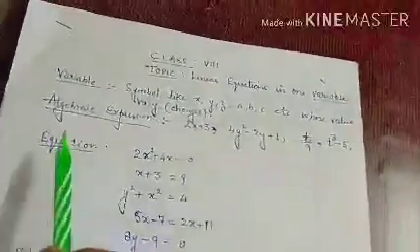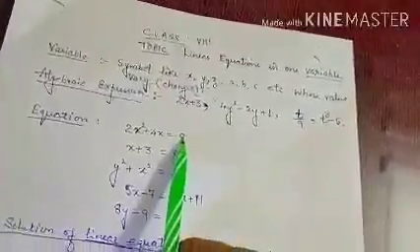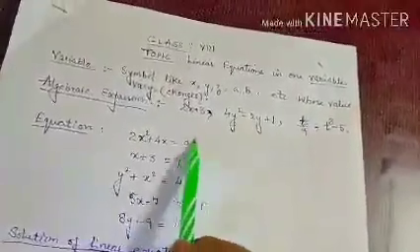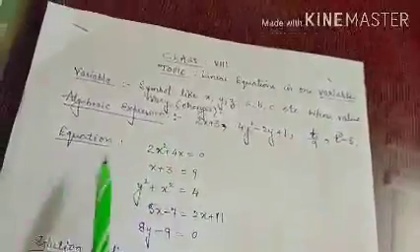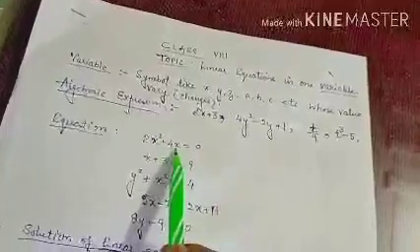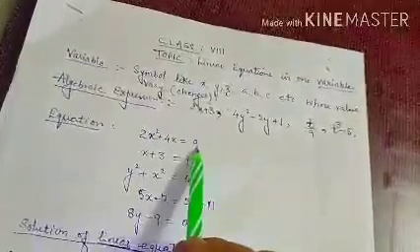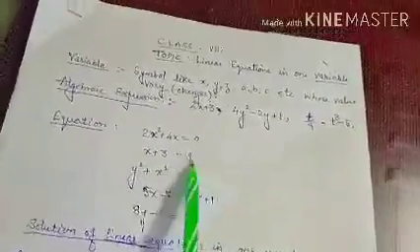An equation is when an algebraic expression is equated to another algebraic expression, which may be some constant also. A constant is also an algebraic expression. That forms an equation. For example, we have written 2x square plus 4x, an expression, equal to 0, which is another expression. Or x plus 3 equal 9.